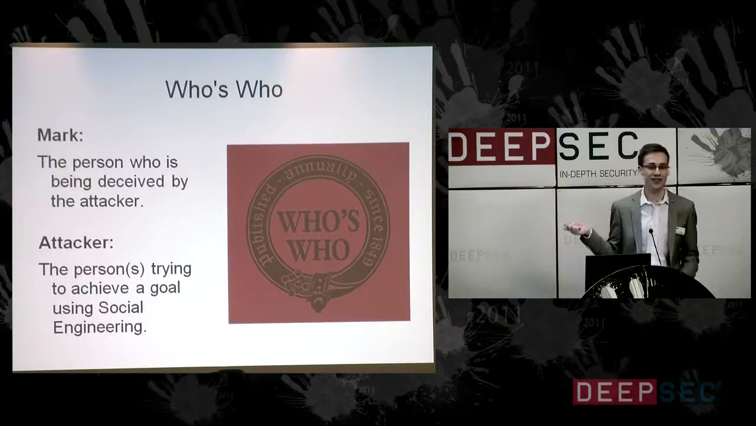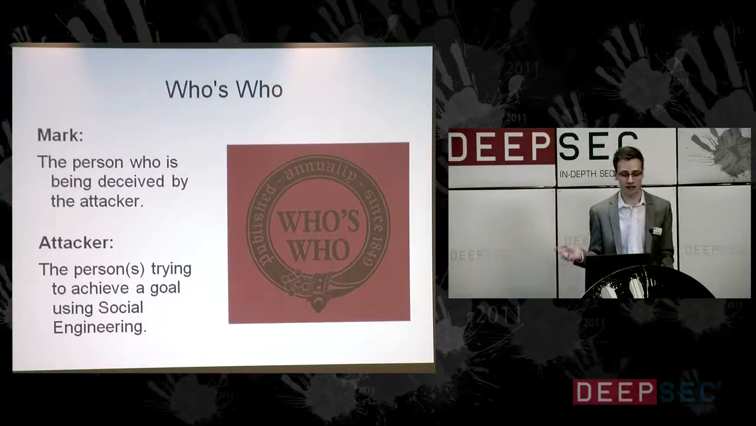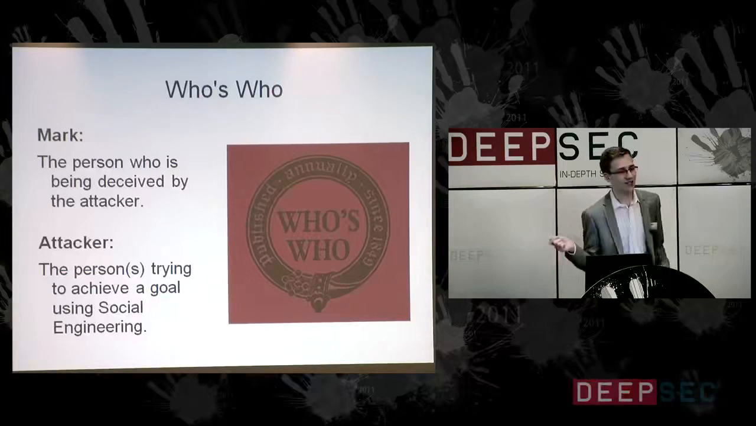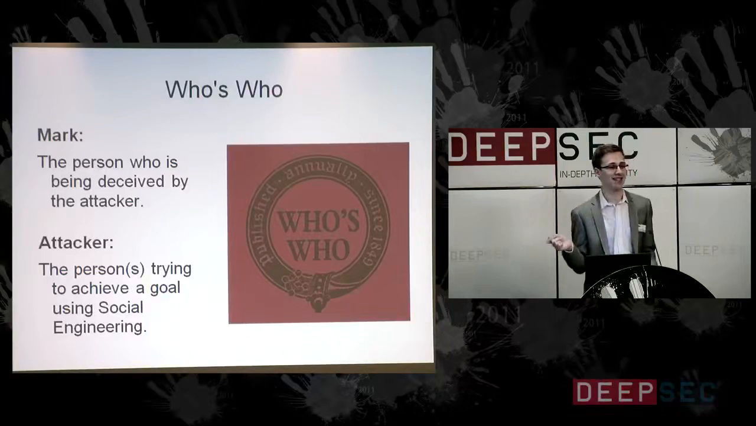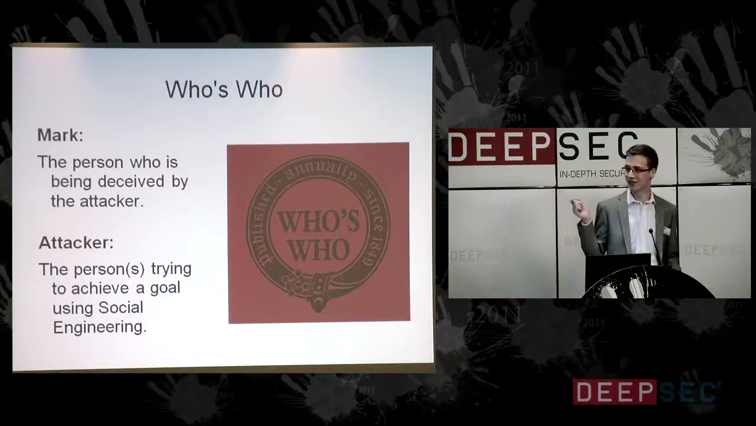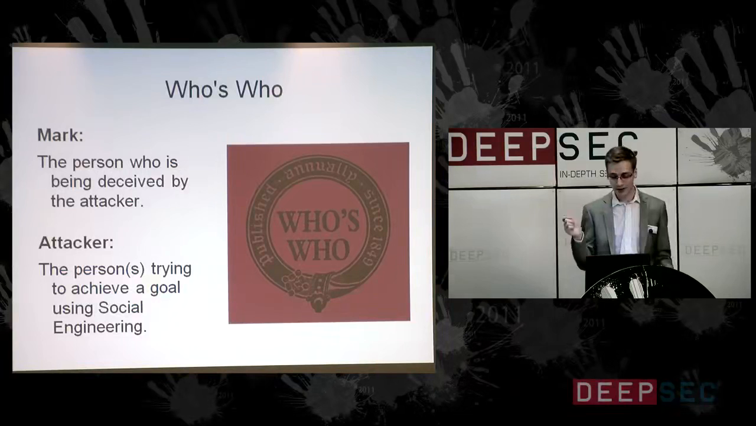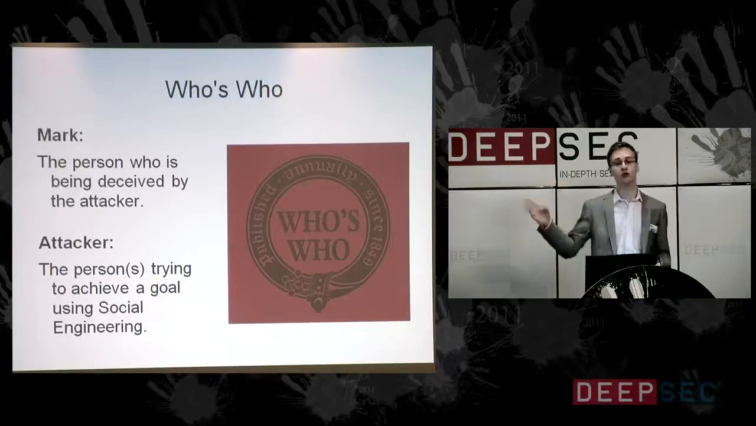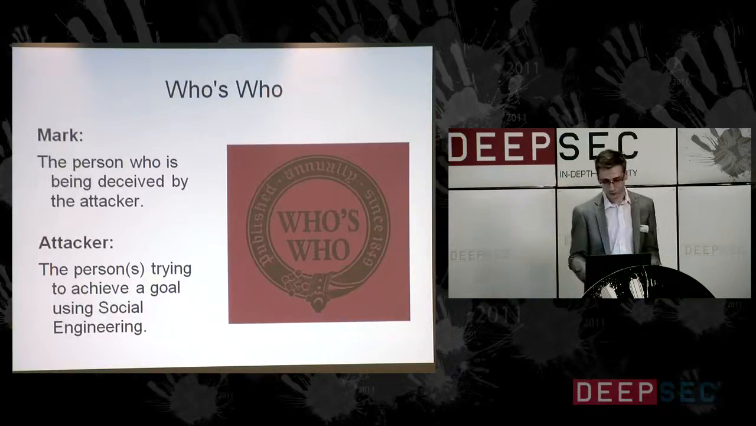Attacker is the social engineer. This is the person actually doing the deception. I'm going to use the term attacker most of the time because I really don't want to say social engineer every few seconds. This can be plural. Again, as you'll see later on, it doesn't matter whether it's a single person or a whole group of people doing the deceiving. You can just consider it as one person.